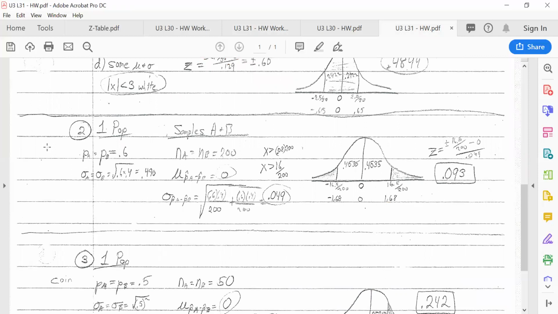So for number 2, the proportions for both samples were 0.6. Therefore, the mean of the difference is 0.6 minus 0.6, which is 0 once again. You're talking about one voting population here. You're drawing 2 samples from one voting population. Standard error is just 0.6 times 0.4 over 200 from the first sample, plus 0.6 times 0.4 over 200 from the second sample. And you get 0.049.